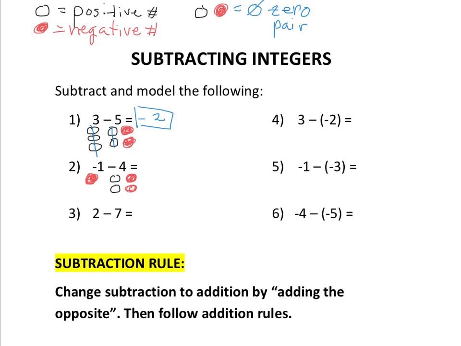Here's 2 positive numbers. There's 3 positive numbers. And I'm going to add in one more 0 pair. There's now 4 positive numbers. So now I can actually perform this operation of taking away 4 positives because I have them right here. So we're going to take those away. 1, 2, 3, 4. And you're going to count what's left. I have 1, 2, 3, 4, 5 negatives. So your answer to -1 minus 4 is a -5.